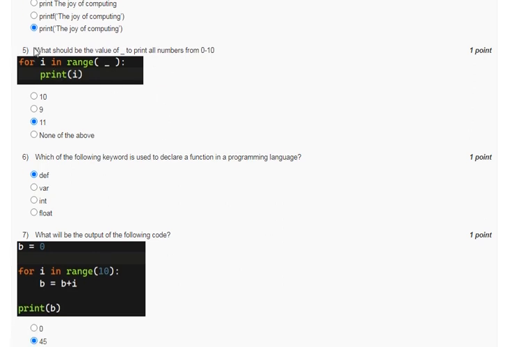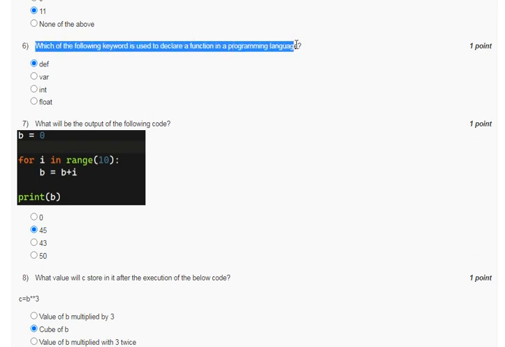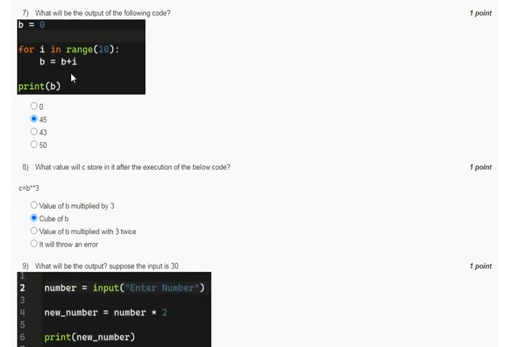Fifth question, what should be the value of the print numbers from 0 to 10? The answer is C, 11. Sixth one, which of the following keywords is used to declare a function in a programming language? Option is A, def, D-E-F.